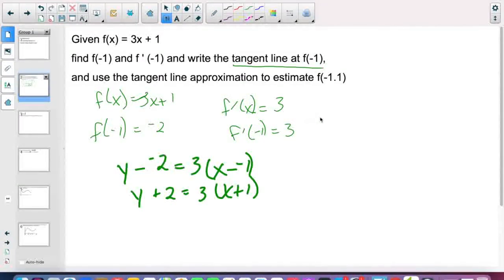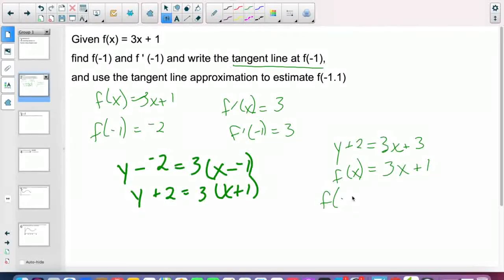The next thing they want us to do is use this tangent line to approximate f of negative 1.1. So if we convert this to slope-intercept form, we have f of x equals 3x plus 1 would be our tangent line of the equation, and they ask us to find f of negative 1.1. When I do that, the estimate for f of negative 1.1 is negative 2.3.